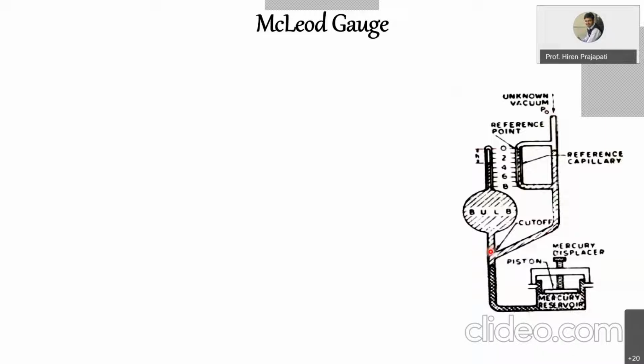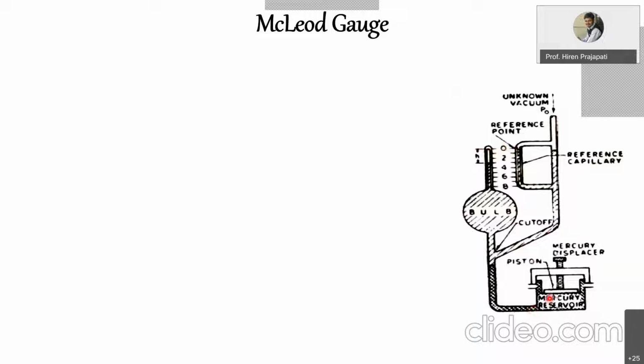Similarly, the second branch has a very large volume, which is called a bulb, right? Then after the bulb, again one capillary, which is called the measuring capillary, where we have graduations. So this is called the reference capillary and this is called the measuring capillary. On both we have graduations, right? The topmost graduation is called the zeroth graduation in both the capillaries, right? So I think the basic construction is clear.